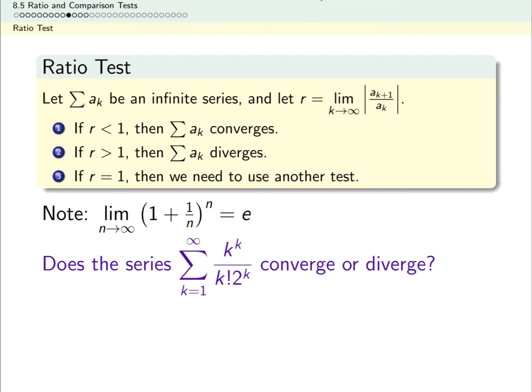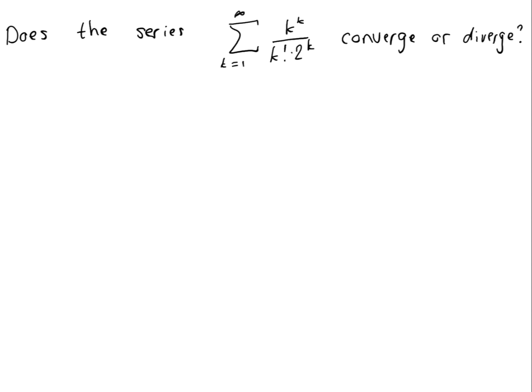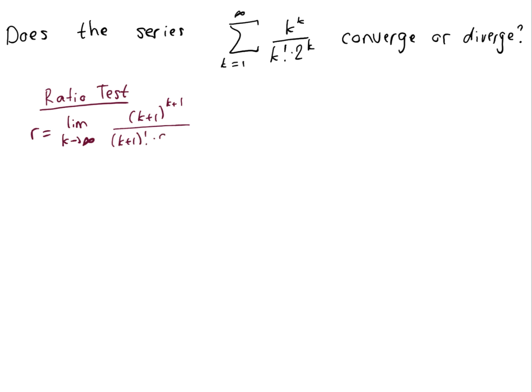Why don't you take a minute, have a try at this one. We see the factorial, so it occurs to us that we ought to use the ratio test. So we compute our r. Because the terms are positive, we don't need absolute values. k becomes k plus 1. k becomes k plus 1. k becomes k plus 1. And in the denominator, it's just k's.